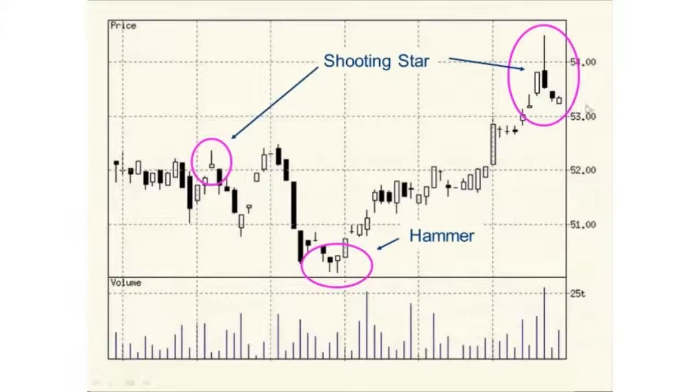However, I like the shooting star on the right-hand side better, and I'll tell you why. I like it better because, number one, the tail is much, much longer. So that tells me that the reversal of sentiment that took place is much, much larger than the shooting star on the left-hand side. I also like it better because it comes at the end of a long uptrend. So oftentimes these reversal patterns tend to work better when there's a strong trend to be reversed.